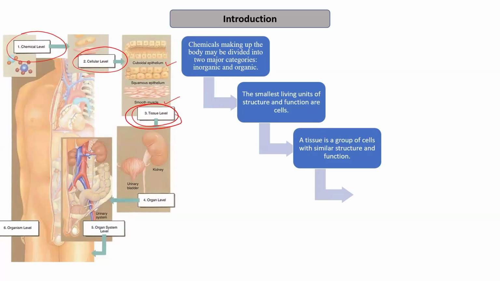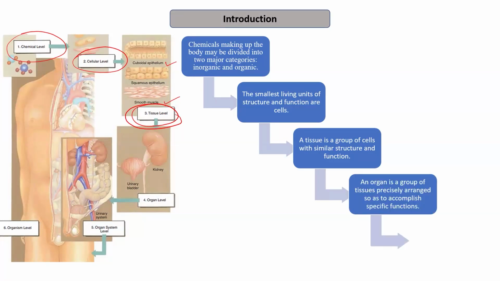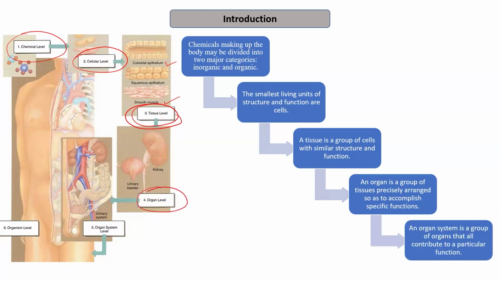After that, we have the organ level of organization, where different tissues or groups of tissues are precisely arranged to accomplish a particular specific function. So the next level of organization is the organ level. Above that, we have the organ system level of organization, where a group of organs contribute to a particular function. For example, if I talk about the cardiovascular system, it consists of the heart, blood vessels, arteries, veins, capillaries, etc.